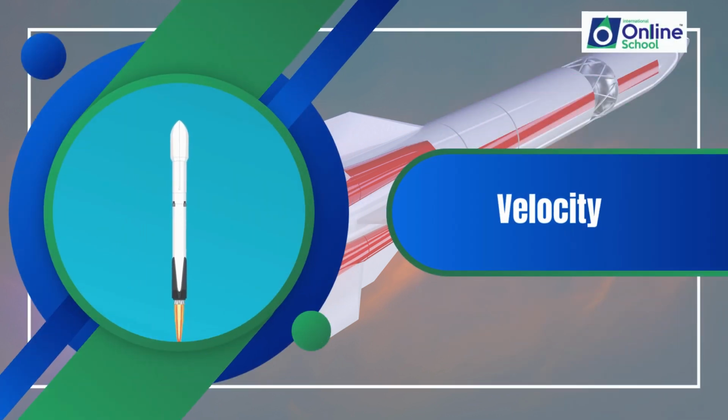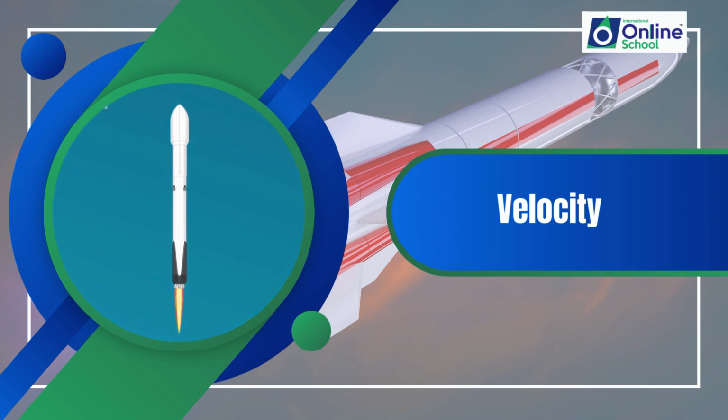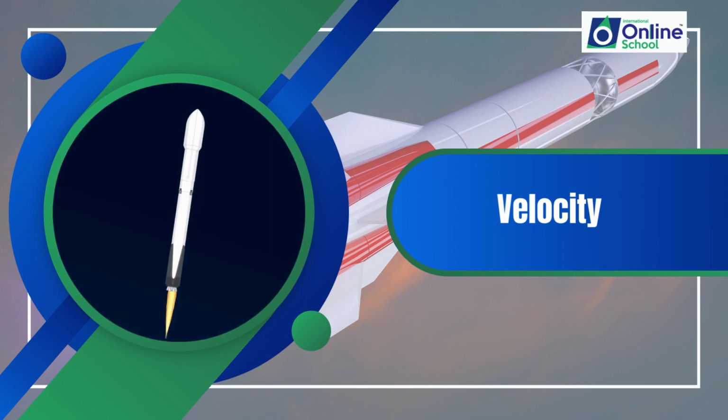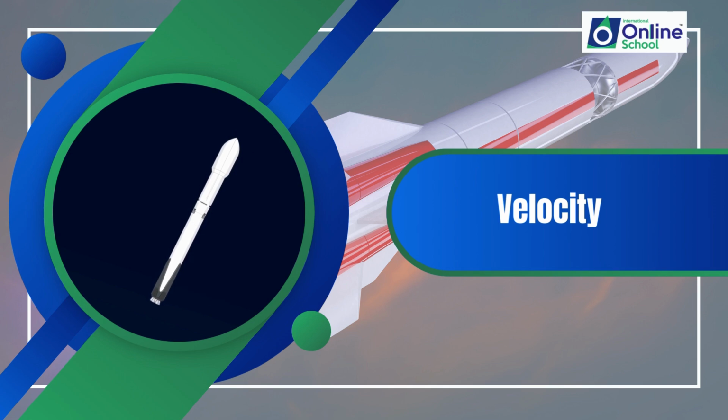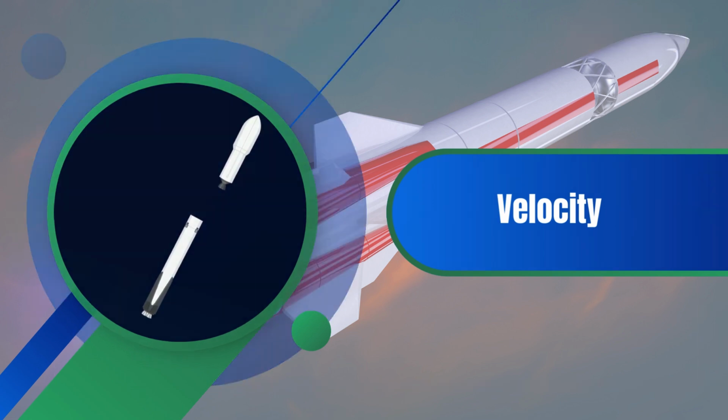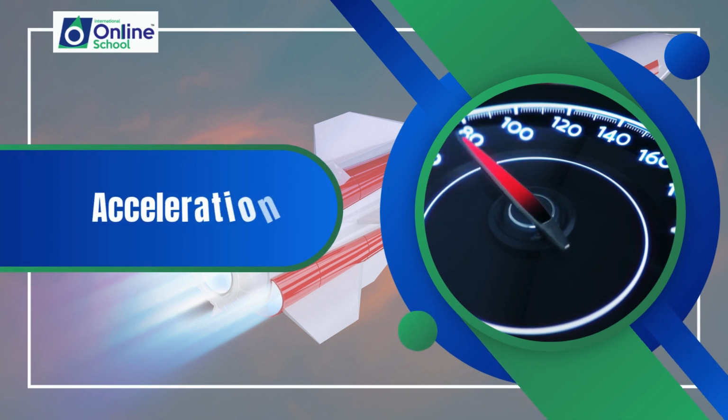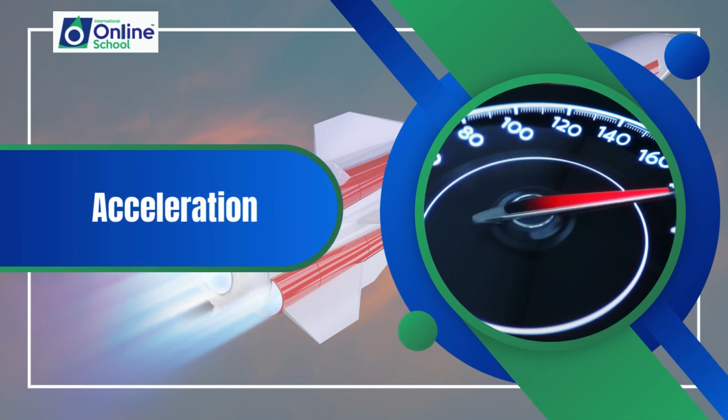Our next topic will be velocity. Velocity, a vector quantity, describes the rate of change of displacement over time, incorporating both speed and direction. Then, we'll shift our focus to acceleration. Acceleration measures the rate of change of velocity, crucial in understanding how objects change their speed or direction.